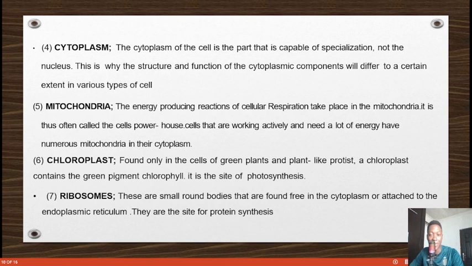So I've talked about cytoplasm, right? It is fluid, it contains all the other organelles in the cell, and it is bounded by the plasma membrane or the cell membrane.